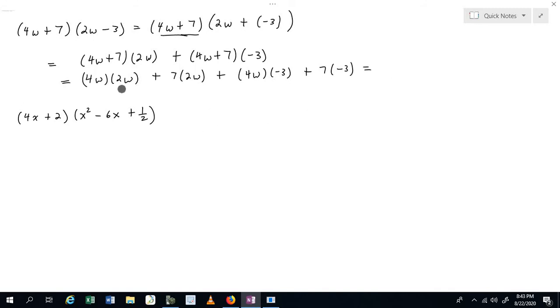Okay, and so let's just clean this up. This is where you just have to rearrange the order in which you multiply. So 2 times 4 is 8. And then w times w is w squared. And then this is 14w. And then this would be minus 12w. And this is minus 21. And then you just add like terms. So 14w minus 12w is just 2w. And then you can't add any of these terms because they're not like terms.